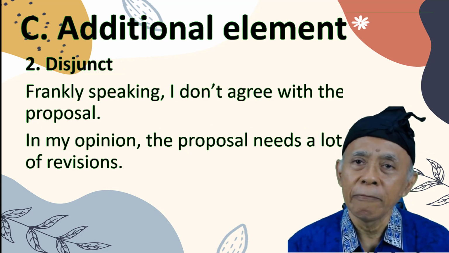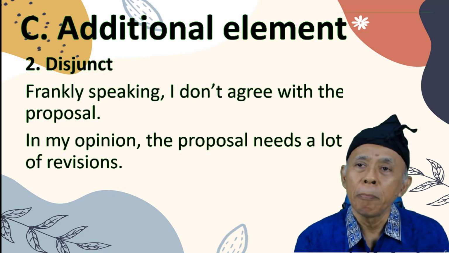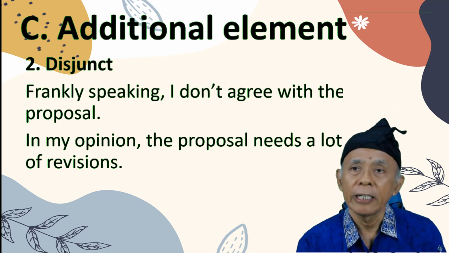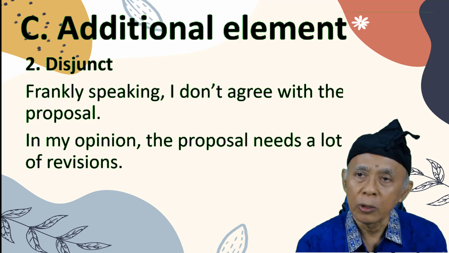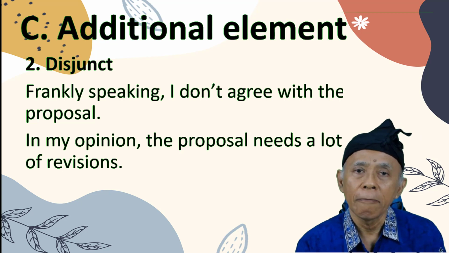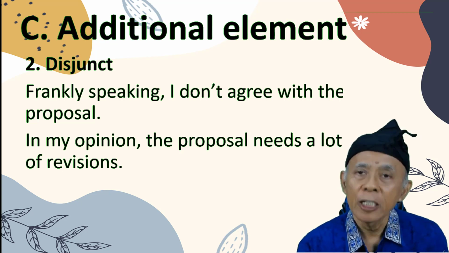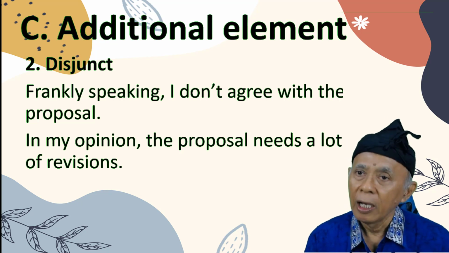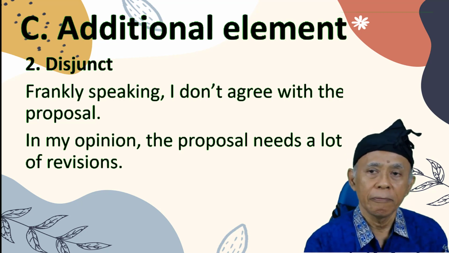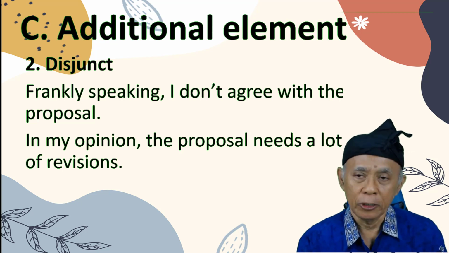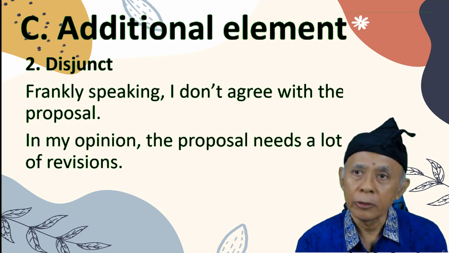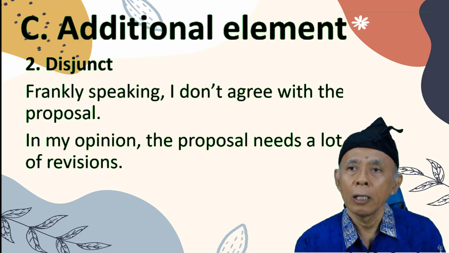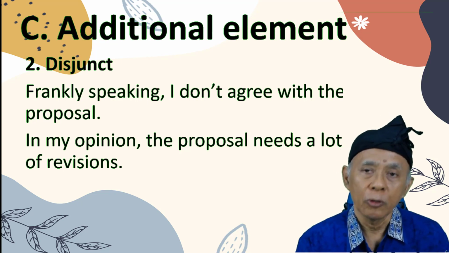And then we also have a disjunct. A disjunct is also not needed by the sentence. A disjunct only gives comment on the content of what the speaker is talking about. Frankly speaking, I don't agree with the proposal. So here I talk about this frankly. I don't hide anything. In my opinion, the proposal needs a lot of revision. That the proposal needs a lot of revision is my opinion. So a disjunct gives the speaker's attitude to what he is talking about.